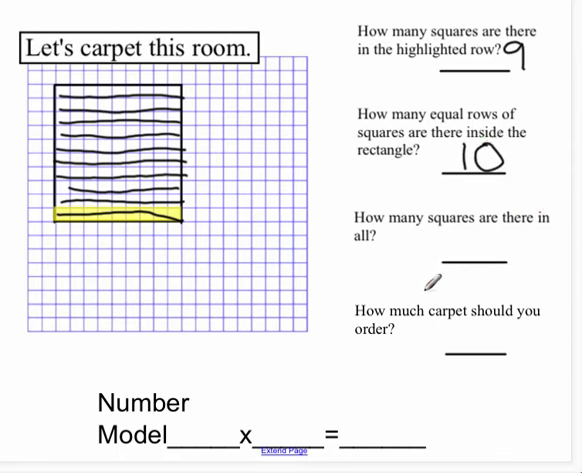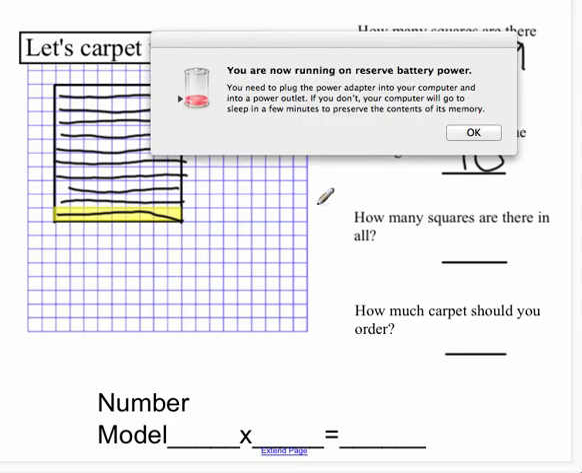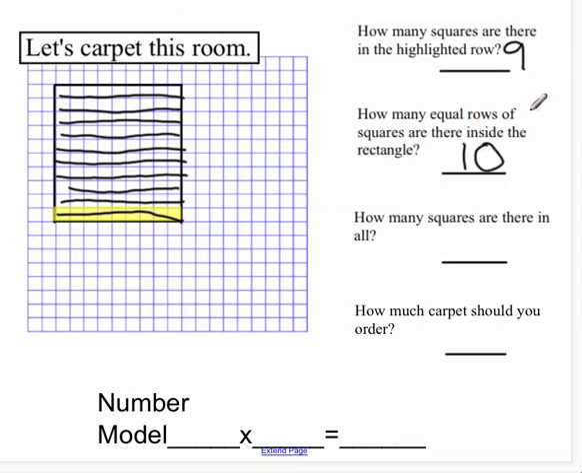How many squares are there in all? Well, I have 10 rows and they each have 9. Just like with adding and subtracting, we have a turnaround rule. With adding there's a turnaround rule. We can do that with multiplication too. So instead of doing 9 10 times, I can count by tens 9 times. 10, 20, 30, 40, 50, 60, 70, 80, and 90.